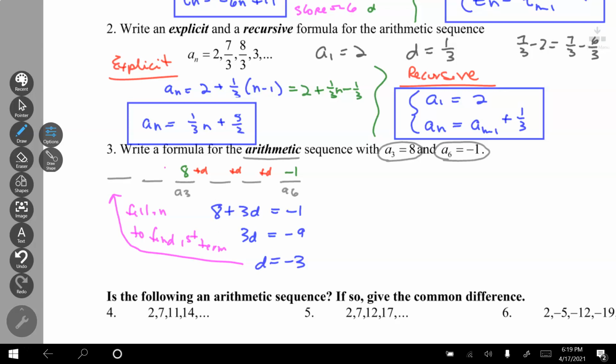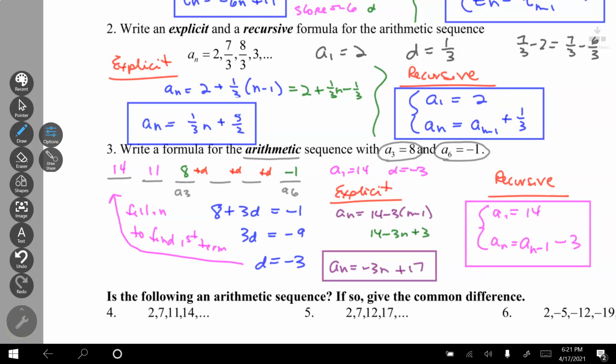Well, if I'm going backwards, then this has to be 11 and this has to be 14 because I have to subtract 3. So I know that my first term is equal to 14. My D is -3, and now I can write my formula. I went ahead and finished this problem, using my first term of 14, my D of -3. I do want you to clean up the explicit to make it look like a linear function.